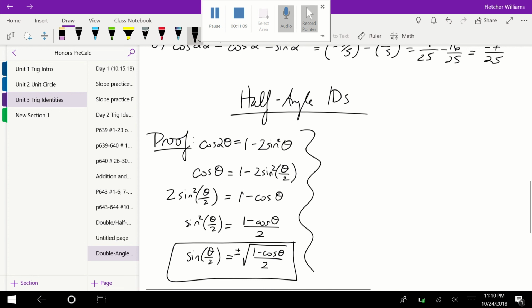That's exciting. So now you try this one. You try and get the cosine theta over 2. So you'll start by using this identity. Alright, give that a shot.